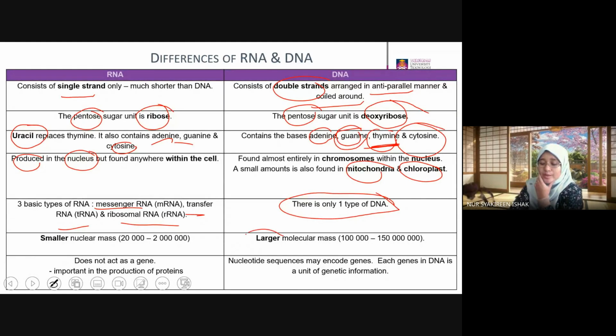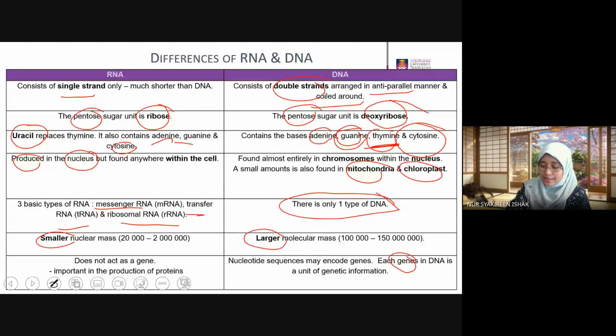The DNA molecule is much larger because it contains all your genetic information. As for the RNA, the molecule is much smaller as they are required to synthesize protein. They only copy a small amount of information from the DNA. DNA nucleotide sequence may encode a gene, so each gene in DNA is a unit of genetic information. Each gene in the DNA can code for the synthesis of a certain protein.